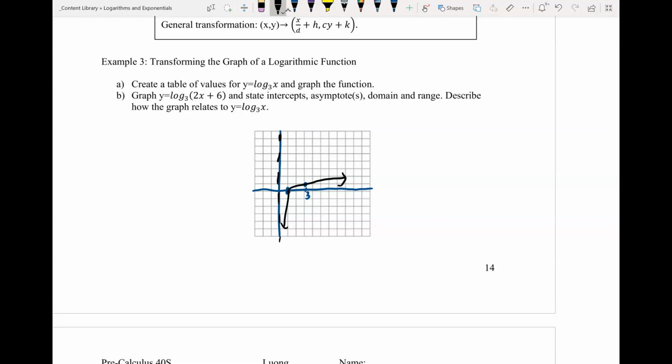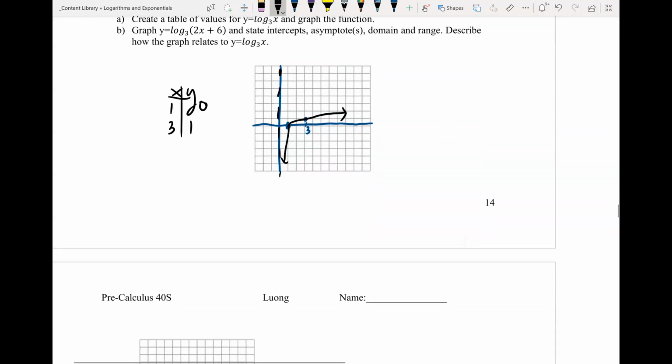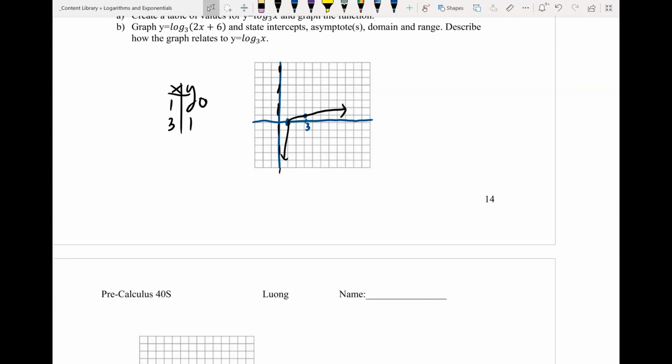So here is our graph. And if you want to create the table of values, we could go ahead and do that as well. So that covers example 3 part A. Now we're going to graph our transformed graph, and we're given y equals log base 3 of 2x plus 6. And then we want to state its characteristics and also describe the transformation in words.